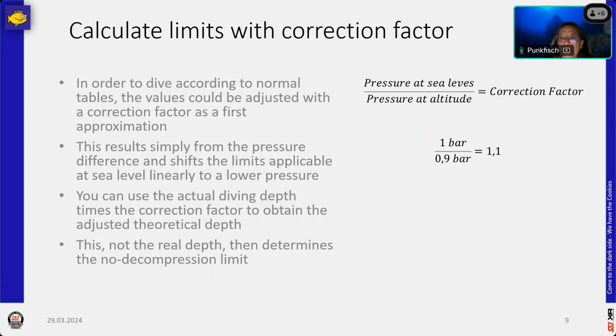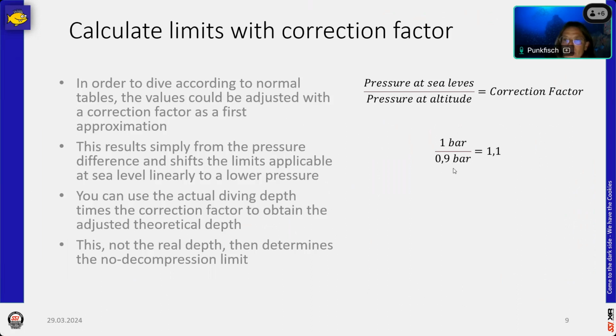So the easiest way of doing it is when you look at a dive table, just whatever dive table you did use at some moment in your life, or whichever dive table you remember, you can use these tables, but you will use a theoretical depth for your dive. You will use a correction factor to correct for the lower ambient pressure where you are. And this correction factor is the pressure at sea level divided by the pressure at the altitude where you actually are.